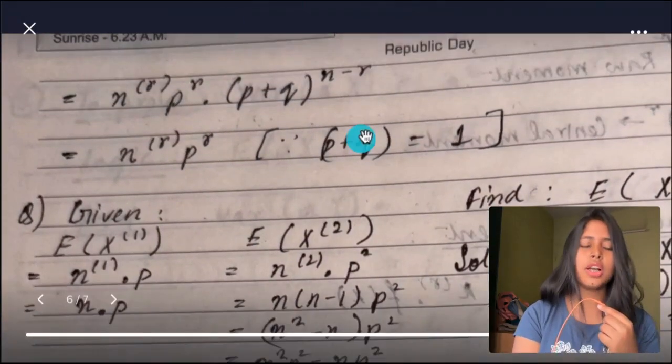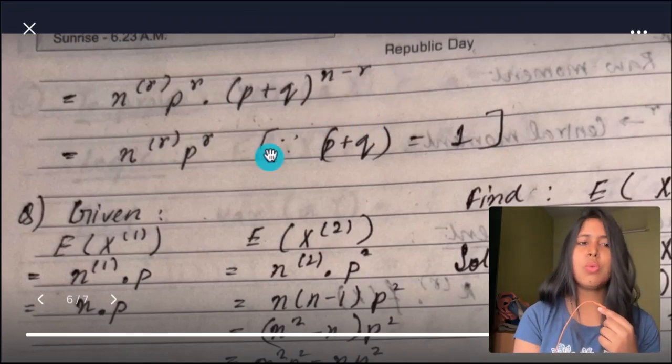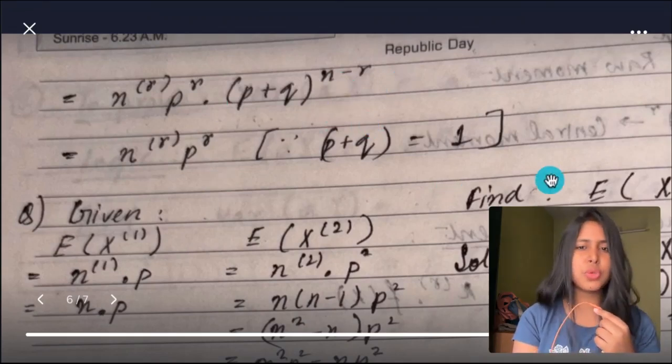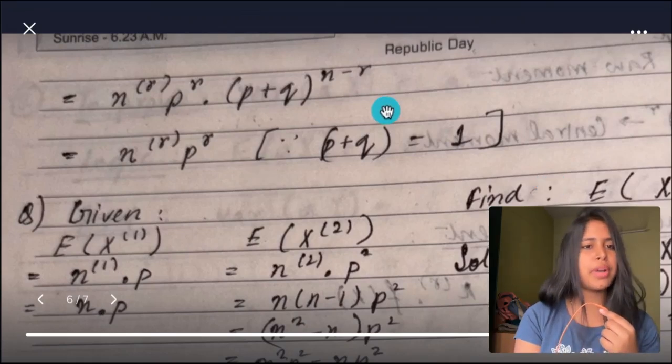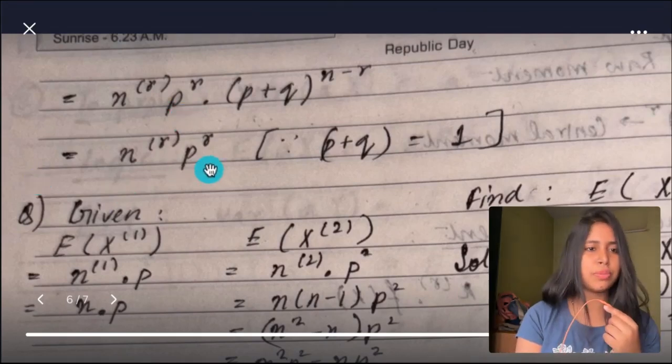Now this all comes to the binomial form p plus q to the power n minus r. Now what is p plus q? p plus q is equal to 1, right? And 1 to the power n minus r will be 1. So it will scale down to n factorial r dot p to the power r.